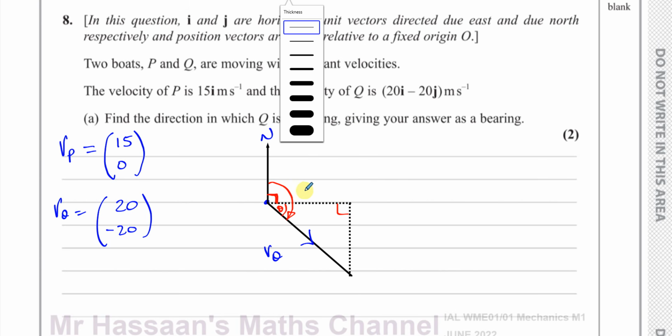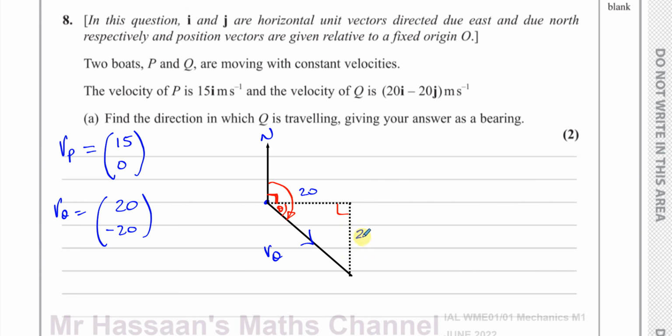So we know that this is 20 and this is 20, 20I minus 20J. So this makes this an isosceles triangle. And if this is an isosceles triangle, then this angle is also theta. Therefore, these three angles add up to 180. So both thetas must be 90 degrees in total. That means theta is 45 degrees, just by the fact that it's isosceles. So we know that theta is 45 degrees.